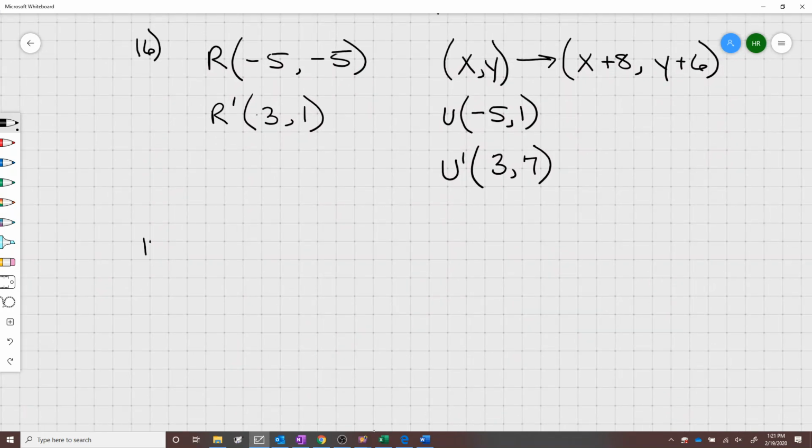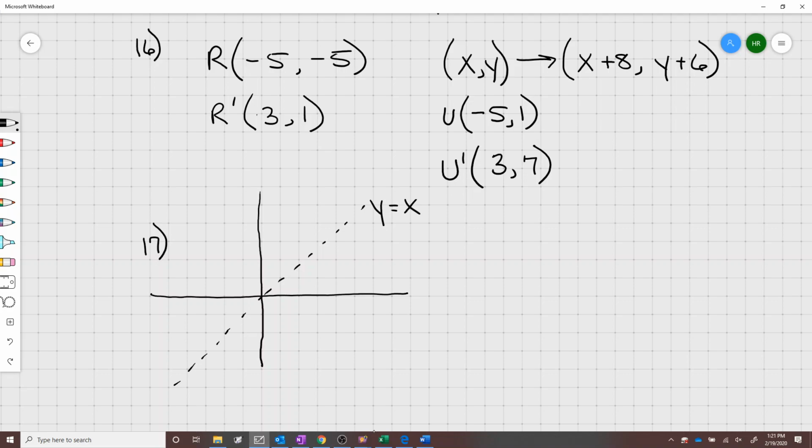Alright, and then number 17. You've written down a rule that if you go across the x-axis, you keep your x's the same, change your y's. If you go across the y-axis, you keep your y's the same and make your x opposites. Okay, this next one is when you reflect across this. Don't write this down, I just want to show it to you here. This line right here. This line is y equals x.